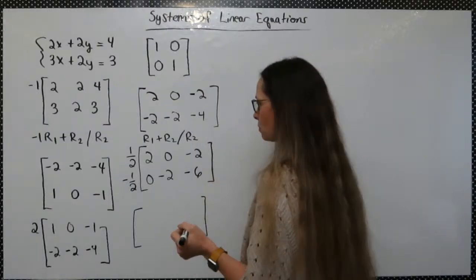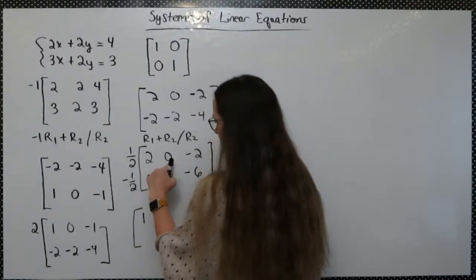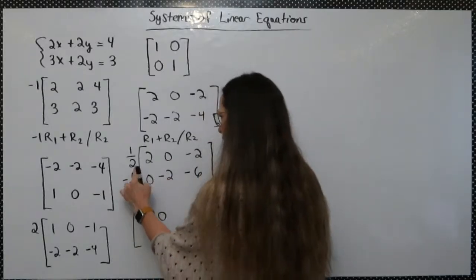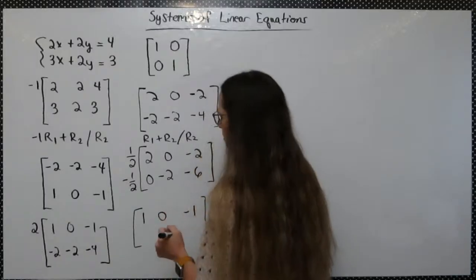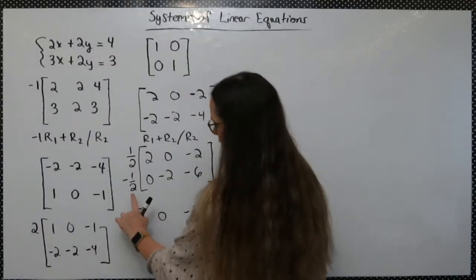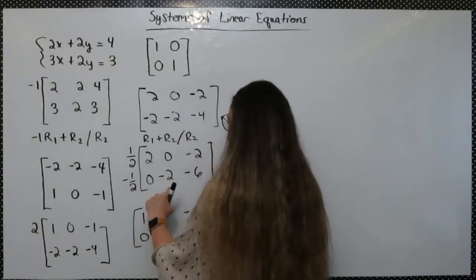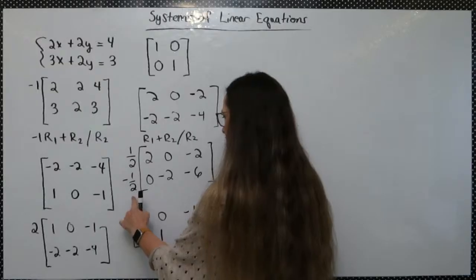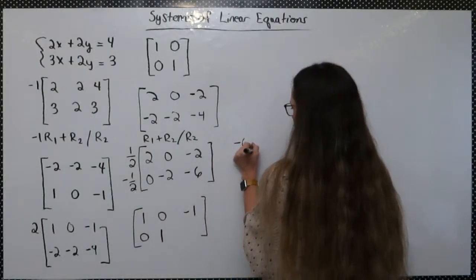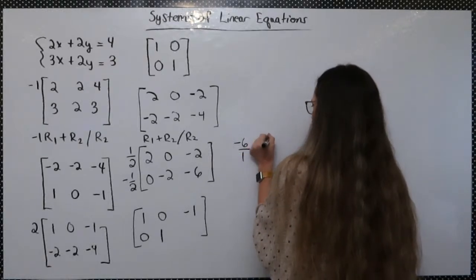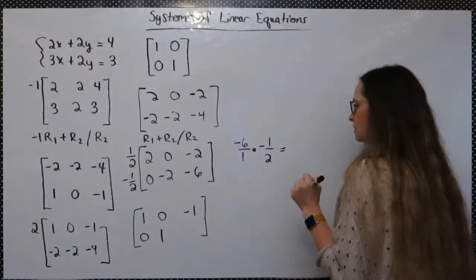Still got a little half a board left. All right, so 1/2 times 2 is 1. 1/2 times 0 is 0. And then 1/2 times -2 is -1. And then we have -1/2 times 0 is 0. -1/2 times -2 is 1. And then I have a negative half times negative 6. And I'll just do the math because I don't want to be stuck in my head. Part of the reason why I'm up here is trying to show the math. So I'll be careful about that.